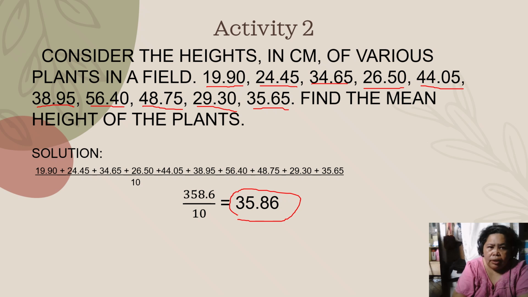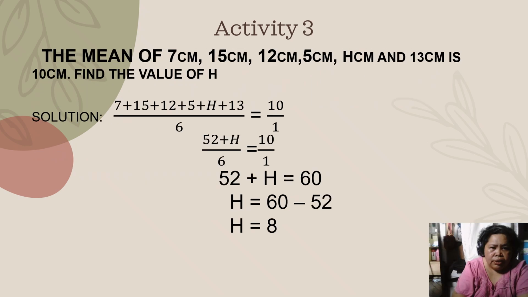Okay, let's continue. Now let's have activity 3. The mean of 7 centimeters, 15 centimeters, 12 centimeters, 15 centimeters, 8 centimeters, and 32 centimeters is 10. Find the value of the unknown. So all you have to do is add all this: 7 plus 15 plus 12 plus 5 plus 8 plus 13 equals 10, then divided by 6. So cross multiply. We get 52 plus the unknown equals 60. So the unknown is equal to 60 minus 52, so the value is 8.